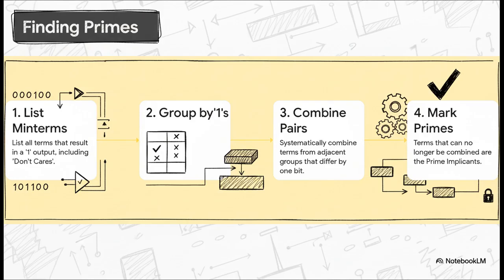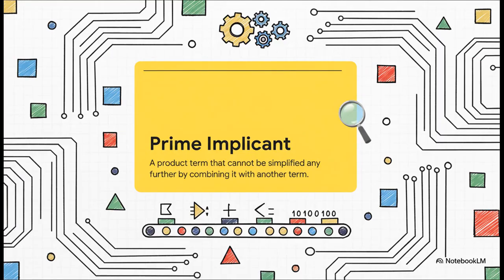It just keeps doing this. Combine, simplify, repeat, over and over until there's nothing left to combine. And the terms that are left standing, those are our prime implicants. So the main thing to take away from phase 1 is this. We now have a complete catalog of every possible simplified piece for our logic function. The algorithm has done the heavy lifting and found all the building blocks we could possibly need.